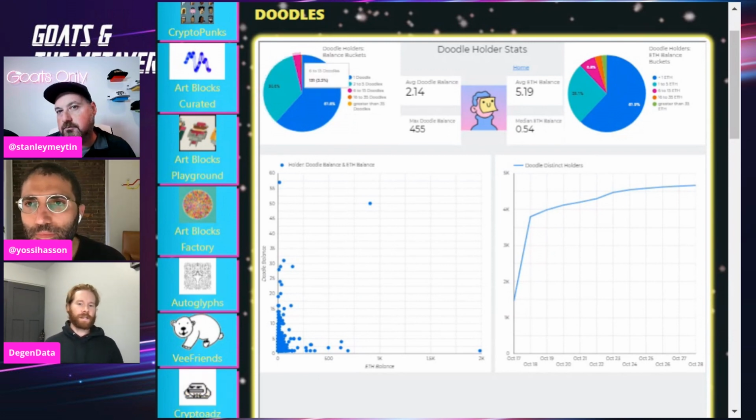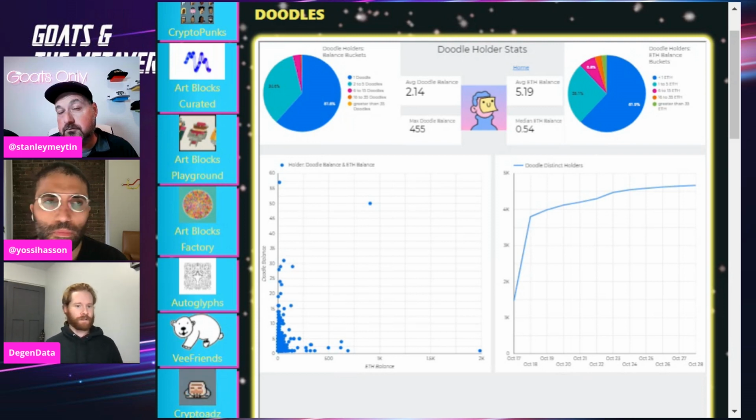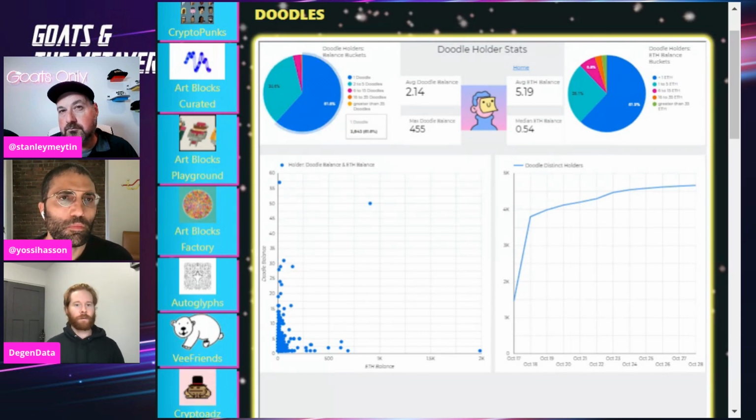Yeah, so one of the things that's good to see is the holder balance on the top left pie chart is fairly distributed amongst most wallets. It looks like close to 90% have less than 5 Doodles overall. So there's not a single concentration. And then where there are wallets that hold more than 5 or 35 Doodles, how many is it?